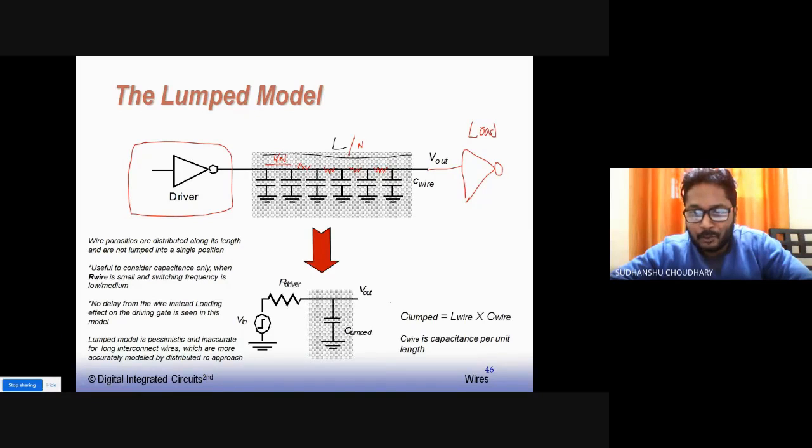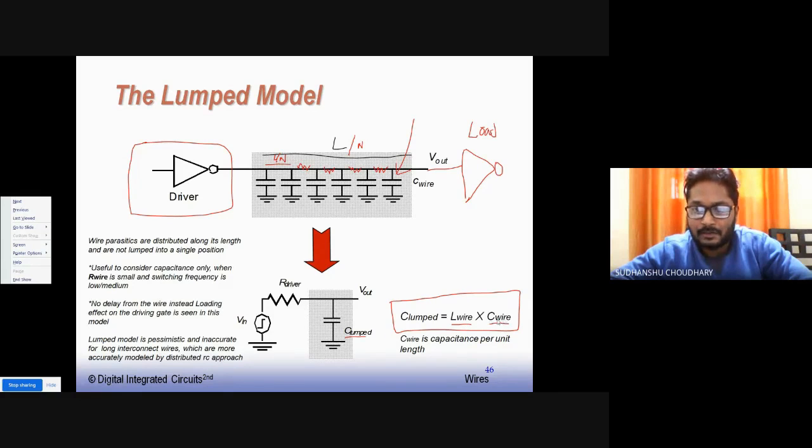So how is the total lumped capacitance calculated? The lumped value of the capacitance, that is this capacitance here, is calculated by multiplying the length of the wire with C wire, that is, capacitance per unit length, right? So all these capacitances are capacitances per unit length in a distributed model. So the lumped value of the capacitance is calculated by multiplying the total length of the wire by the capacitance per unit length, C wire.